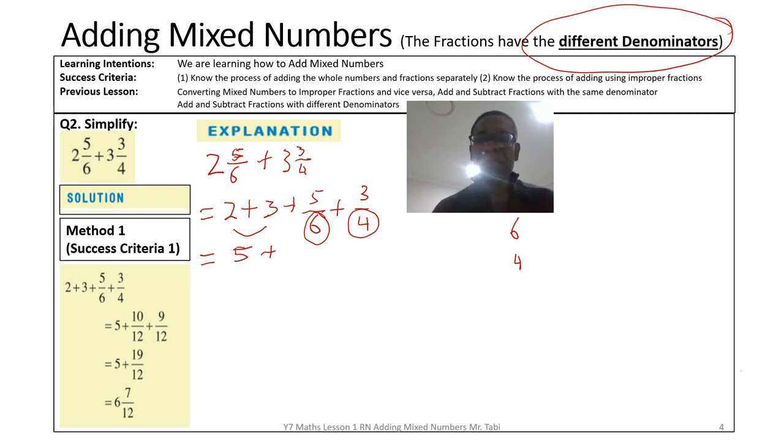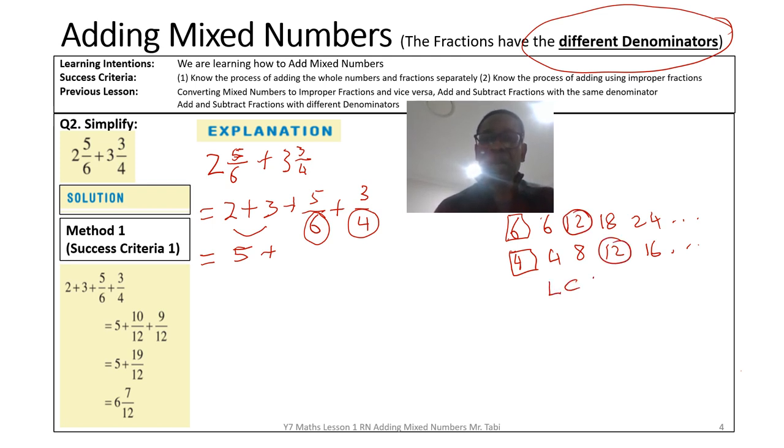Probably let me just write it below here. 6 and 4. So that's the 6 times table, 6, 12, 18, 24, and so on. Your 4 times table, 4, 8, 12, 16, and so on. Now you can see that 12 is the lowest common multiple, that's equal to 12.